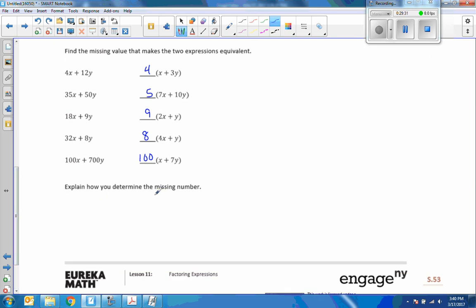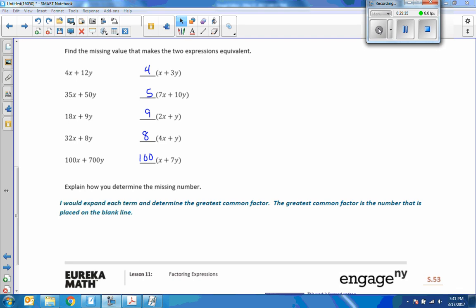It says explain how you determine the missing numbers. Okay, I would expand each term and determine the greatest common factor. The greatest common factor is a number that is placed on blank. Okay, I didn't do it that way. I showed you a shortcut, and I divided because that's how you find factors. But what they're saying is expanding each term. That simply means do factor trees. So let's just do one like that. So let's try this one.